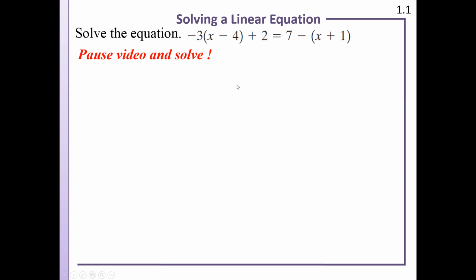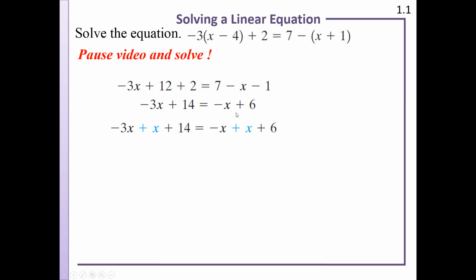Again, please pause the video and solve this equation, and I'll go through it very quickly, and you can see if you got the right answer. Okay, so hopefully again you distributed the negative 3 into the parentheses, and after you do that you can collect some like terms on the right side and on the left side.